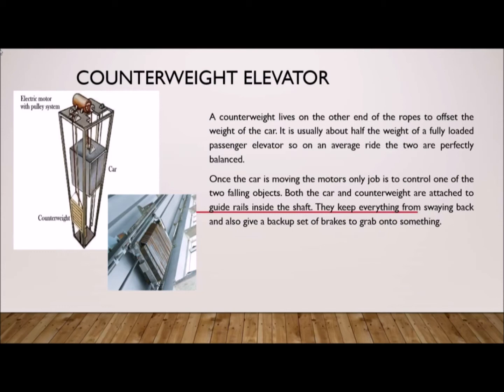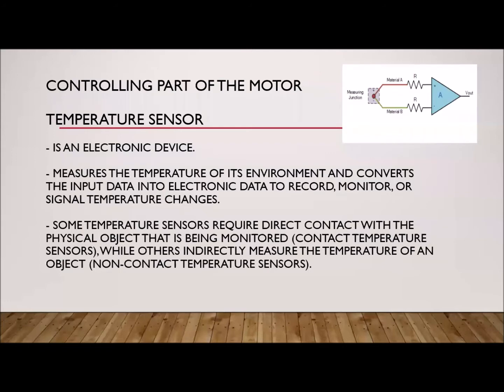This system saves energy as well as wear and tear on moving parts. Once the car is moving, the motor's only job is to control one of the two falling objects. Both the car and counterweight are attached to guide rails inside the shaft. They keep everything from swinging back and forth and also give a backup set of brakes something to grab onto.